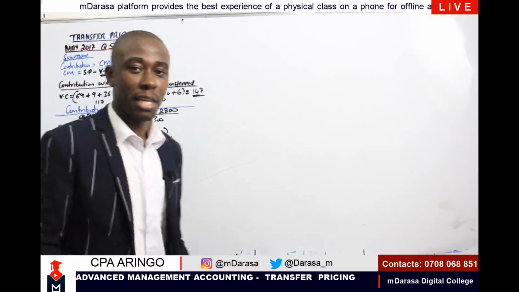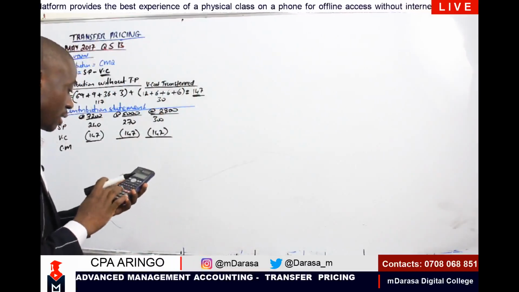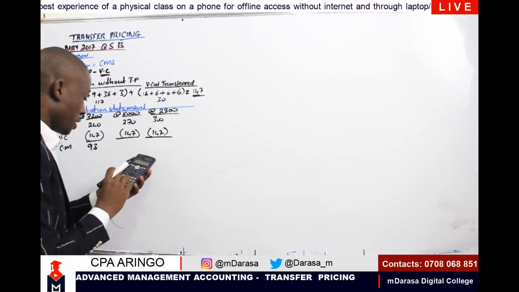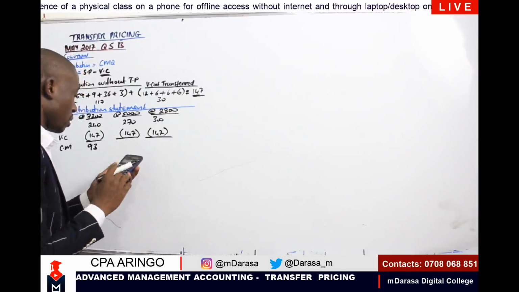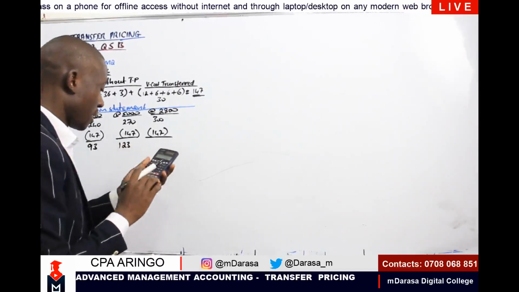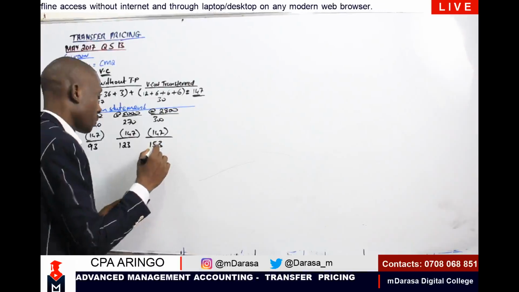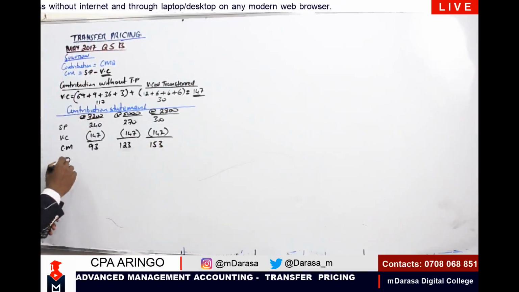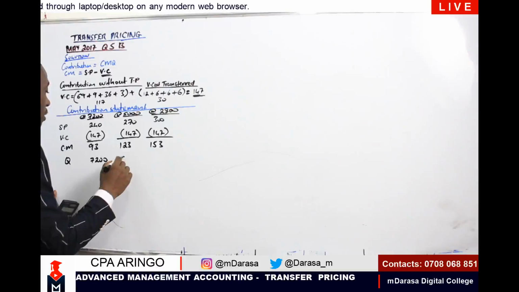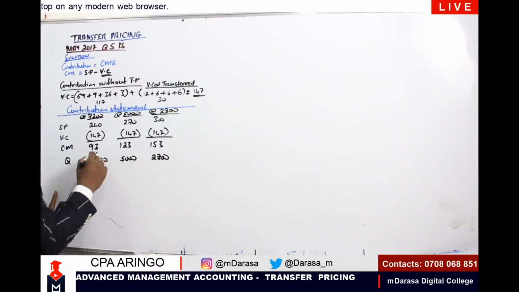CM, selling price minus variable cost. So we take 240 minus 147 to give us 93. 270 minus 147 to give us 123. 300 minus 147 to give us 153. We incorporate our quantity: 7,200, 5,000, and 2,800, the data that was given.